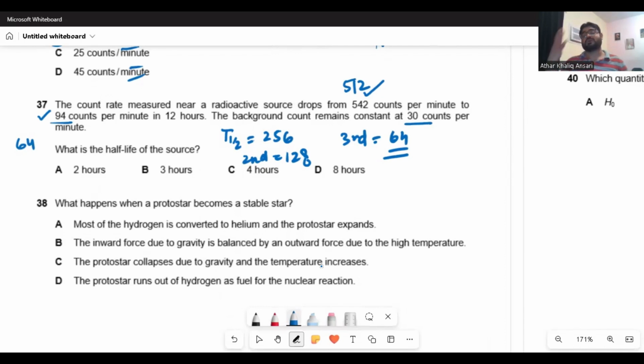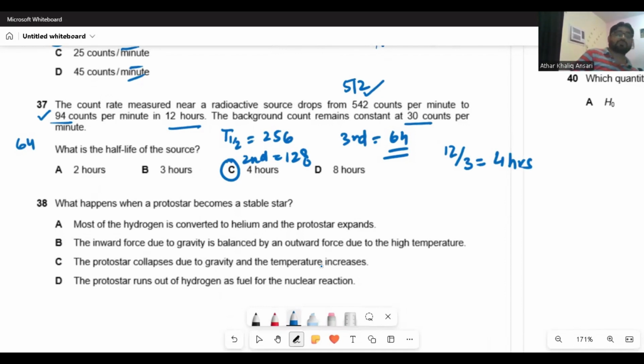So we found that there are totally three half-lives. Out of those three half-lives, what is the total time? Your time for three half-lives is 12 hours. So what is the half-life time? 12 hours divided by the number of half-lives, three, that is 4 hours. So 4 hours is option C.